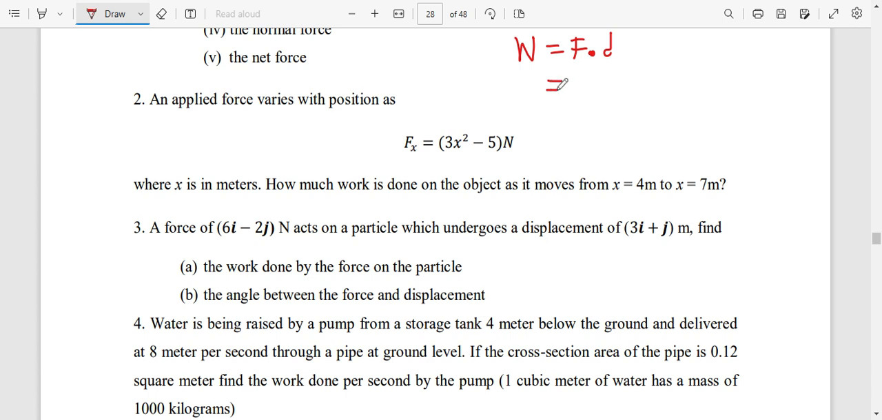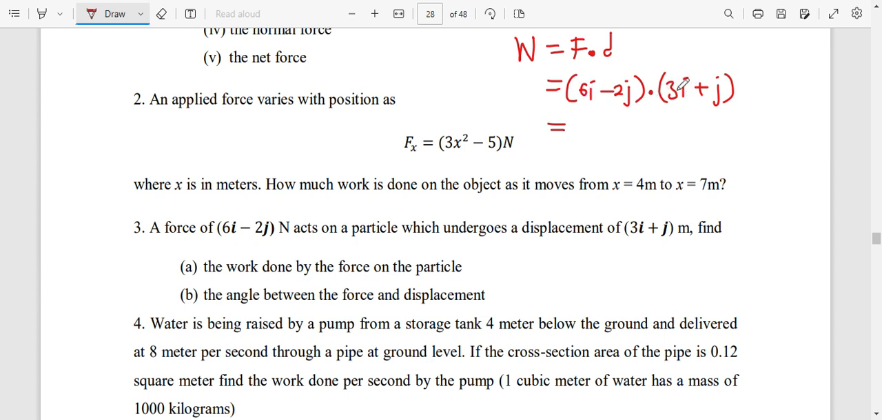It's different from the cross product. So the force here is 6I minus 2J, dot product with 3I plus J. When you're performing the dot product, you just multiply similar terms. So the one with I this side multiplies with the I that side.